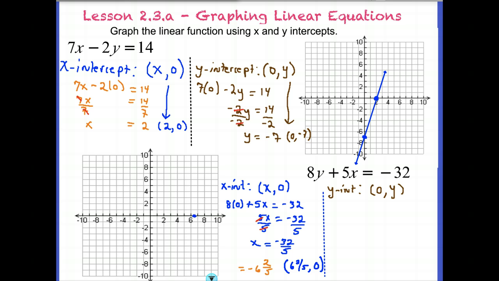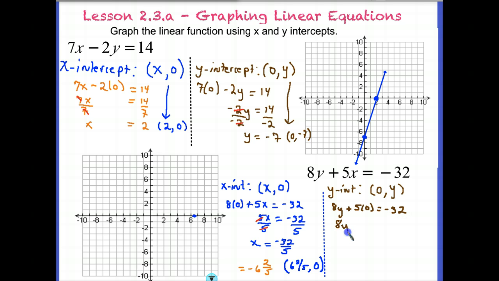Now let's look at our y-intercept. And on this one, we're going to go ahead and plug in a 0 in place of x. So we would have 8y plus 5 times 0, and that is equal to negative 32.